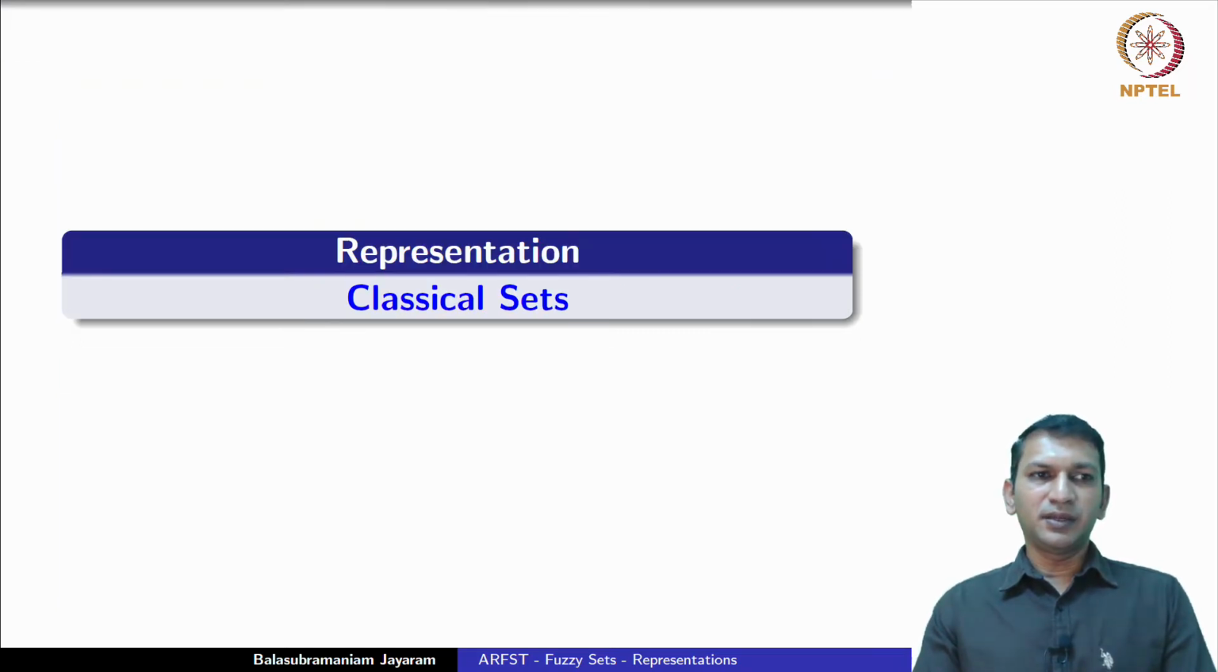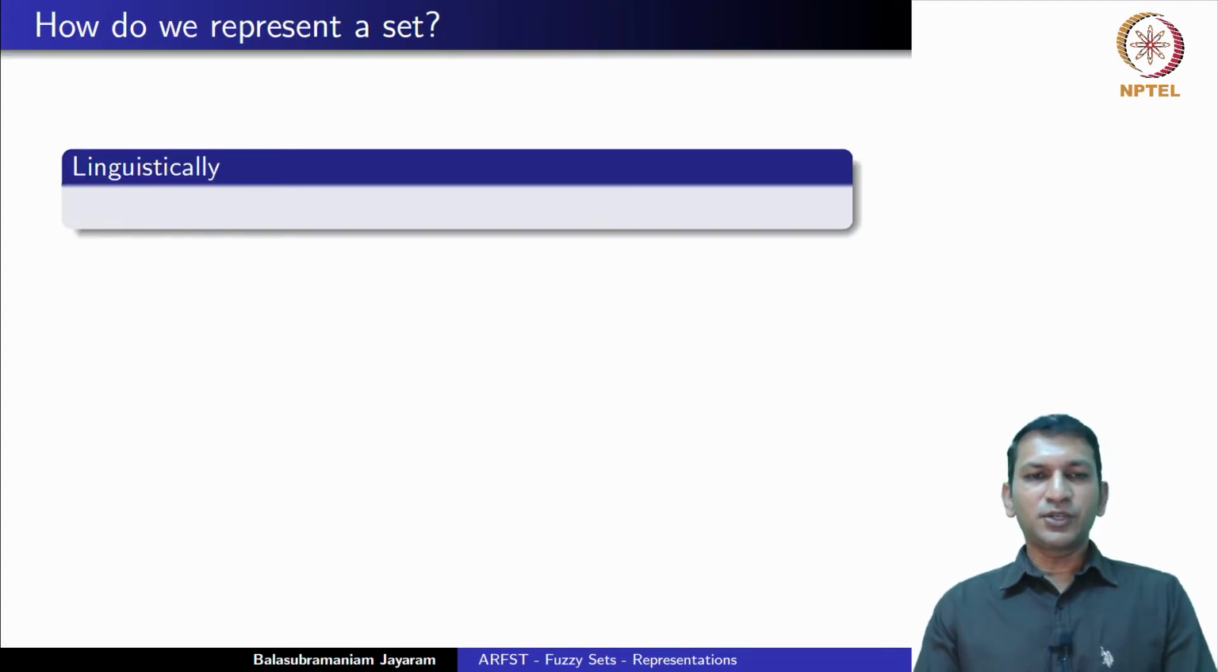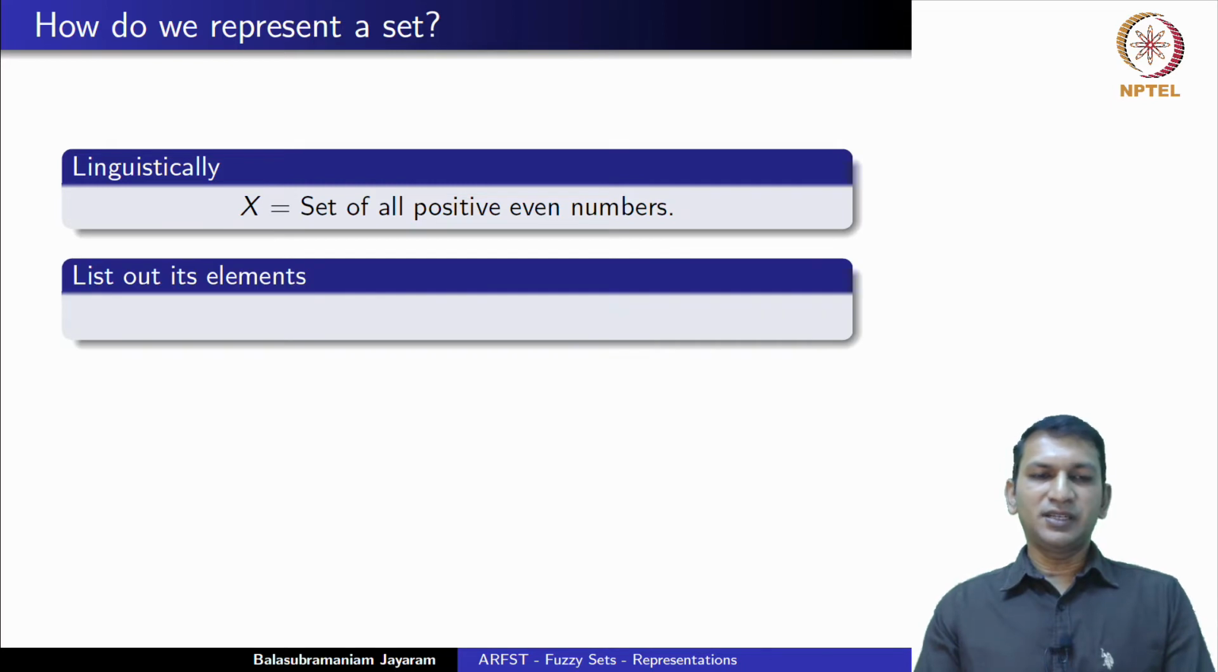Let's begin by looking into some of the representations that a classical set can have. If you ask the question, how do we represent set? It could be represented linguistically. For instance, we can say X is the set of all positive even numbers. We could represent the same set by listing out its elements when they are finite, and in the infinite case when a pattern emerges, also this way.